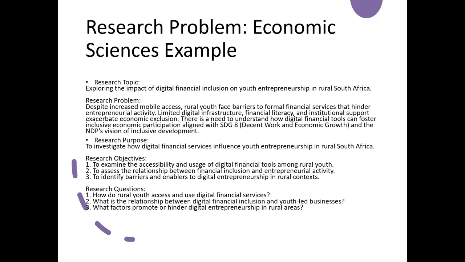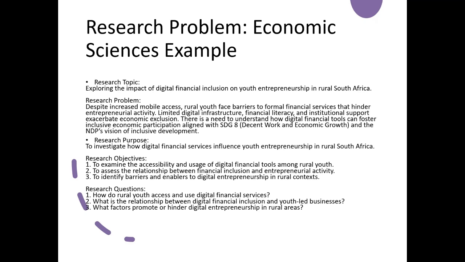And your research problem goes something in the likes of, despite the increase in mobile access, rural youth face barriers to formal financial services that hinder entrepreneurial activity. Limited digital infrastructure, financial literacy, and institutional support exacerbate the economic exclusion. Now, clearly, you will justify all of these statements with literature, all right? So know that you can make no claim if you can't justify it with evidence. I've just written it in terms of a broad picture for you.